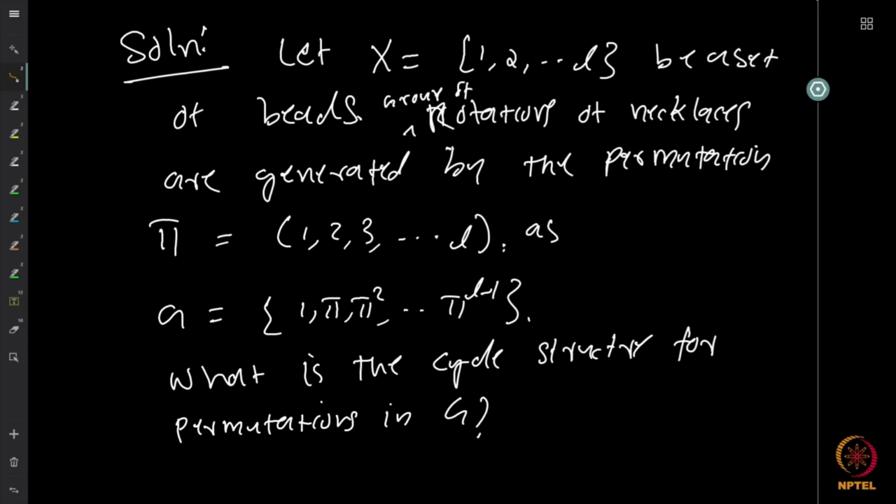So can you think of why? Or can you prove this is true? For every permutation in G, all its cycle lengths will be the same. So if you write any permutation in G as a product of cycles, then all the cycles will have exactly the same length. So prove this.